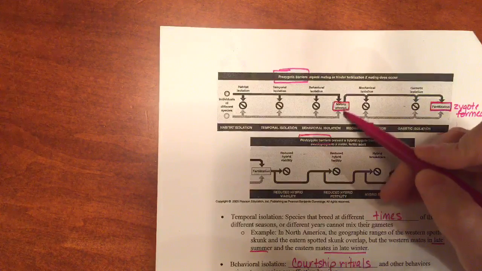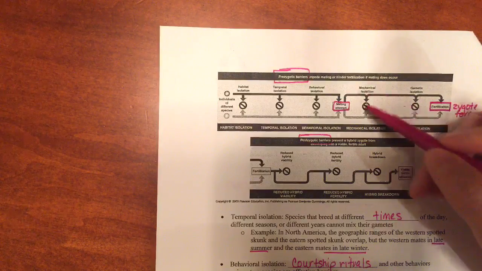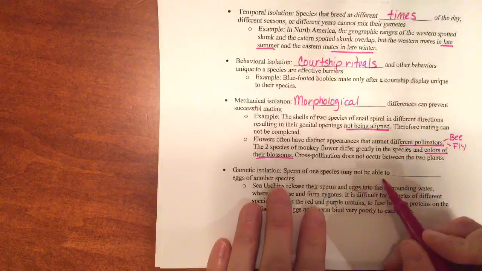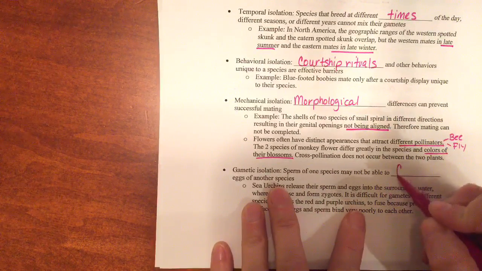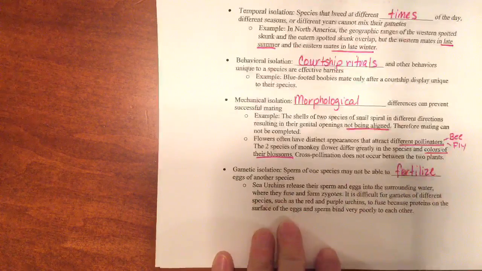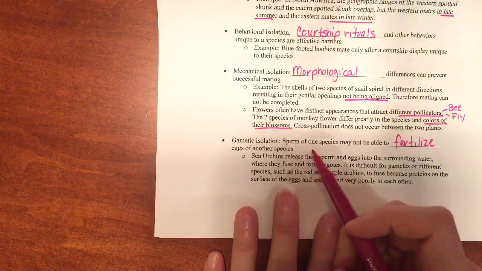So they attempt to mate, but physically are not able to complete it because of the anatomical differences. Gametic isolation: sperm of one species may not be able to fertilize eggs of another species. So why is that?